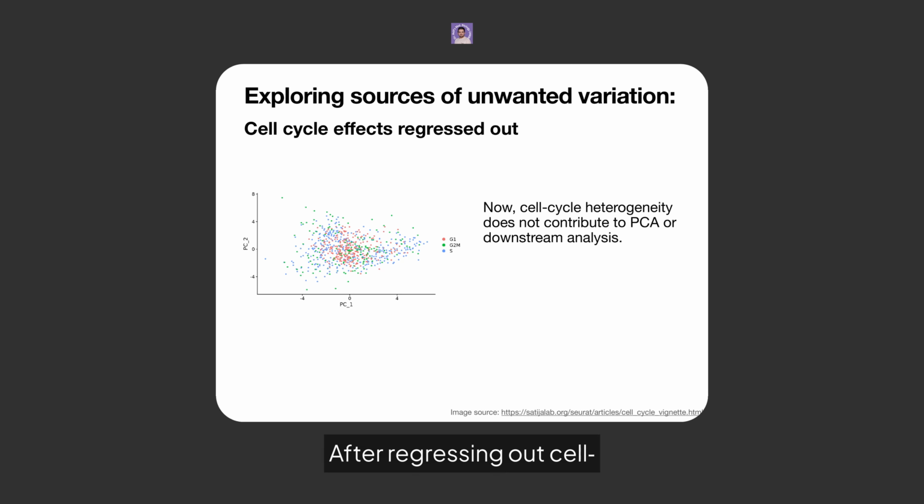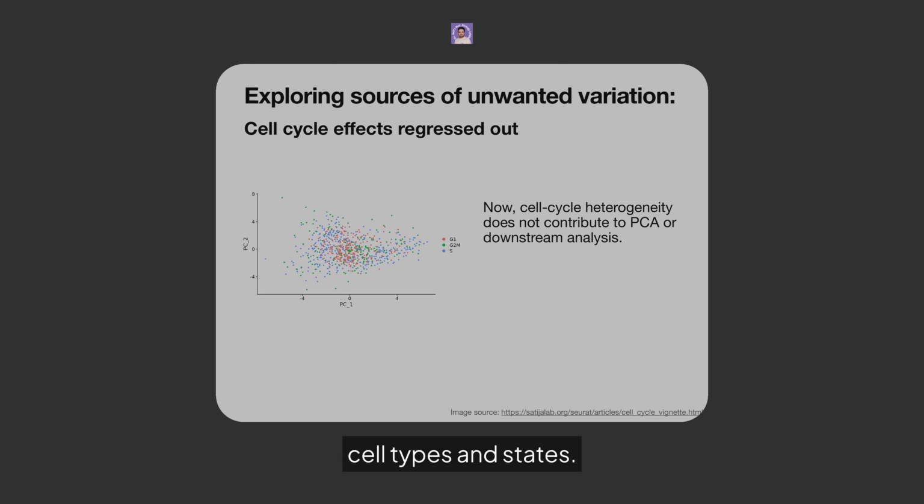After regressing out cell cycle effects, the PCA plot shows phases well mixed. Cell cycle heterogeneity no longer drives the main axis of variation. This adjustment helps ensure that downstream clustering and differential expression focus on biologically relevant cell types and states.